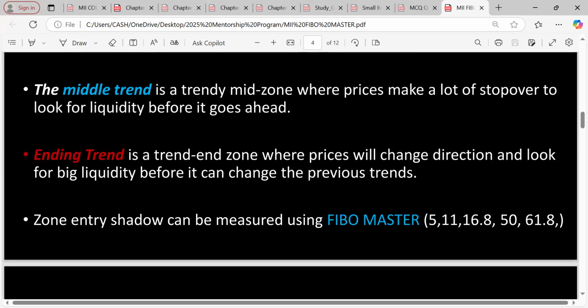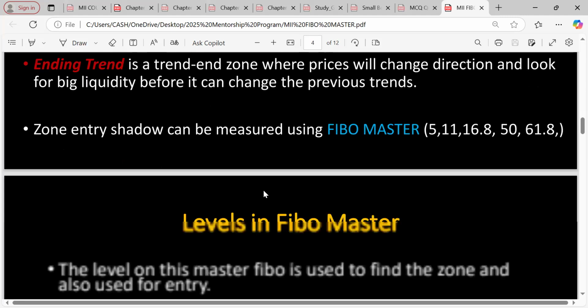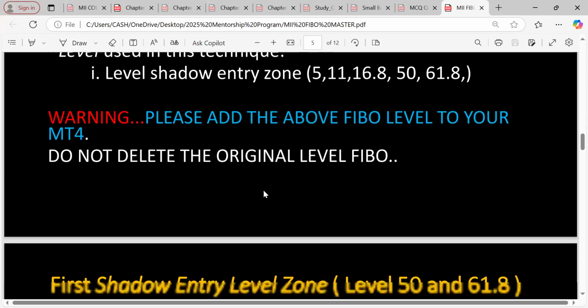So those are the levels where the price or the instrument will change direction. Change direction means what? A reversal. That's what it means. So these are the zones that we are using according to our strategy: 5, 11, 16.8, 50, and 61.8. These are the levels that we use in terms of the Fibonacci.